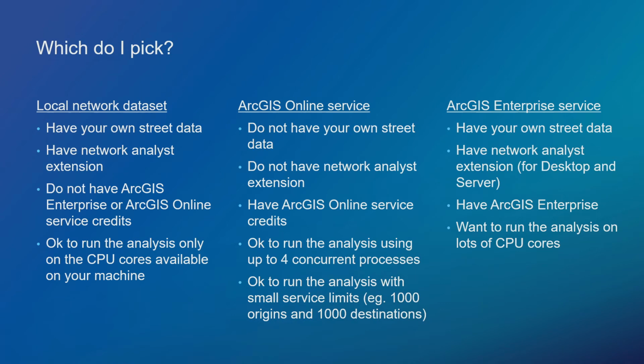These bullet points will help you make the right decision, but some of the options are pretty clear. If you don't have any street data with you, then the only option you have is ArcGIS Online, because ArcGIS Online provides you with the street data. If you don't have a network analyst extension license for ArcGIS Pro or ArcGIS Enterprise, then again ArcGIS Online is the option, because ArcGIS Online does not require a network analyst extension license. It only needs service credits to be able to use the services.